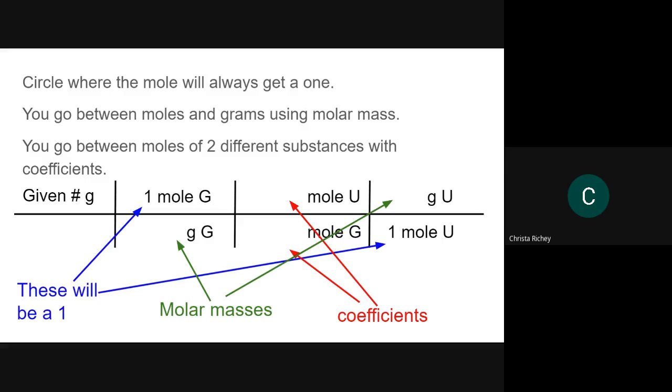I would circle these 2 1s because they are always a 1. This, I don't know. This depends. If it has a 1 in front of it in the balanced equation, it gets a 1. If it's got a 16 in front of it, it gets a 16.